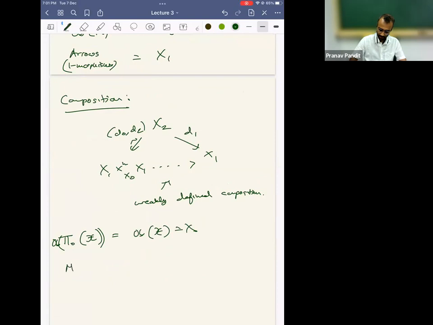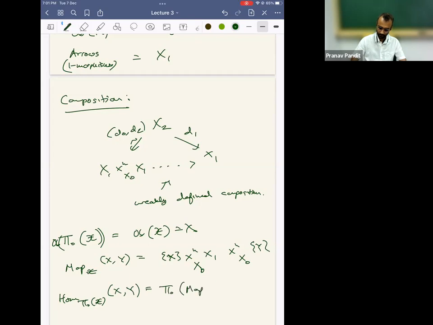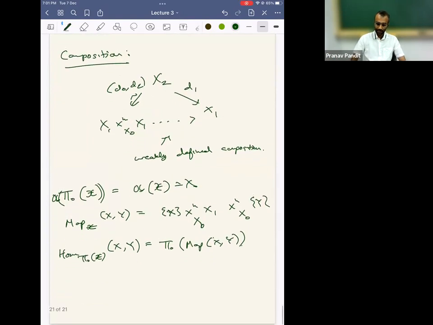So the mapping space in X from x to y is the fiber product X cross over X naught X1 cross over, the homotopy fiber product. And Hom xy, the Hom in pi zero of X from x to y, is just pi zero of Map xy. Right? So we get an ordinary category, pi zero, out of any Segal category. And of course, a special case is any simplicially enriched category.